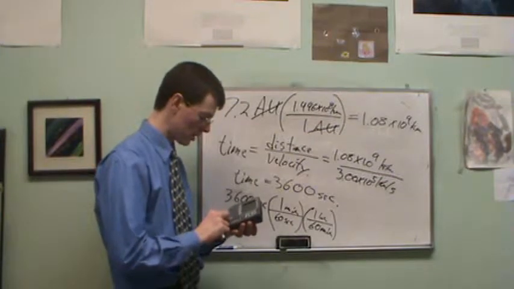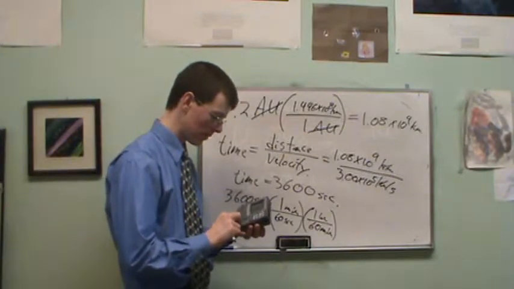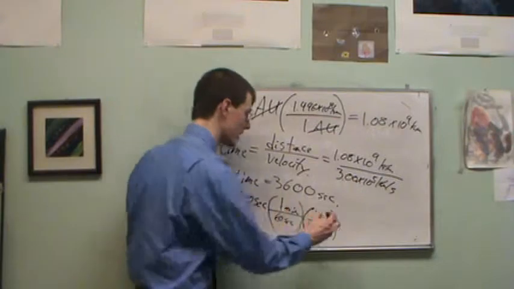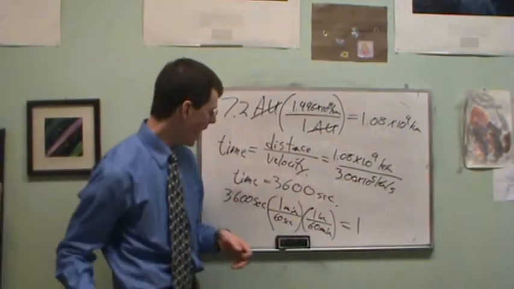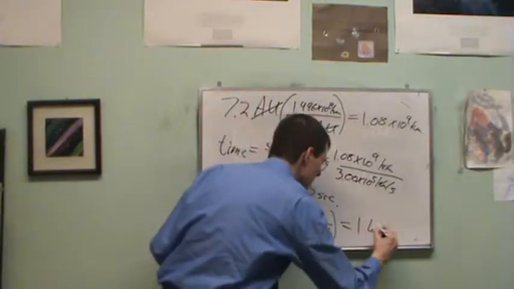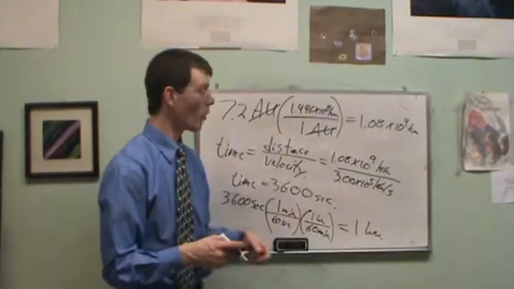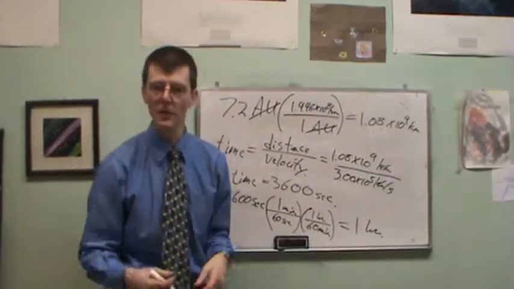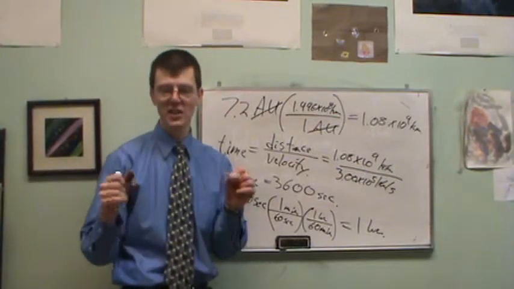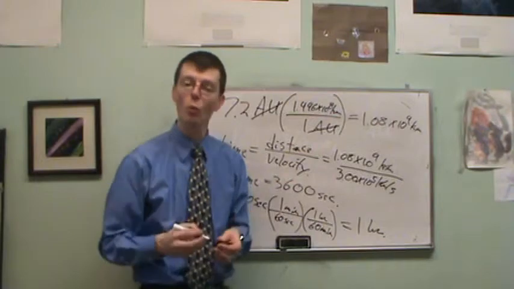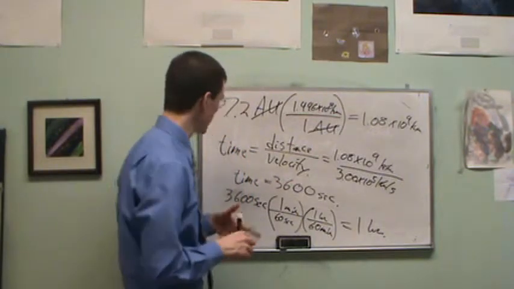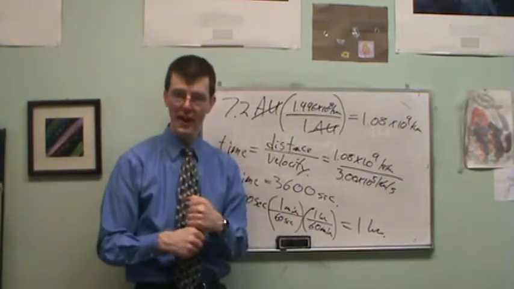3,600 seconds, 3,600 divided by 60, divided by 60, and what have I got? I've got, count them, 1 hour. So exactly 1 hour later, my eyes would receive the light from this. If there was a space probe visiting this asteroid and gave us a radio signal traveling through space, it would take 1 hour to travel a distance of 7.2 AU.